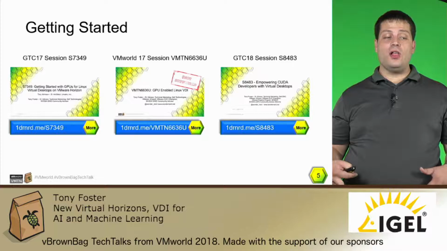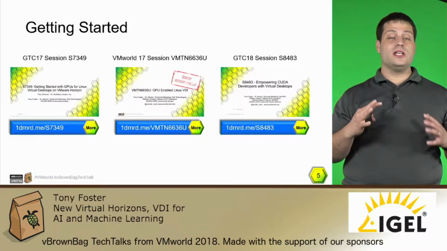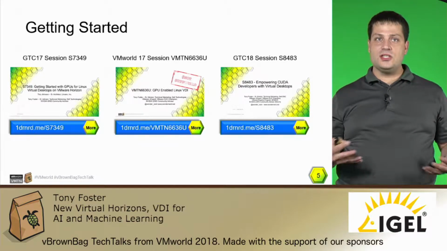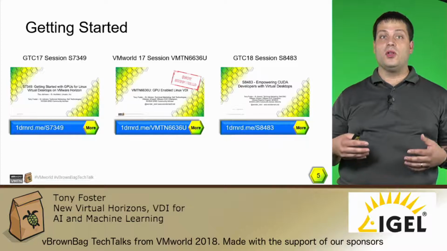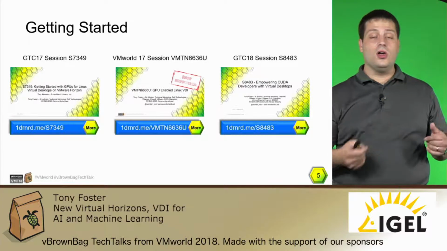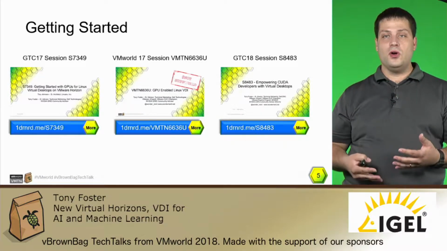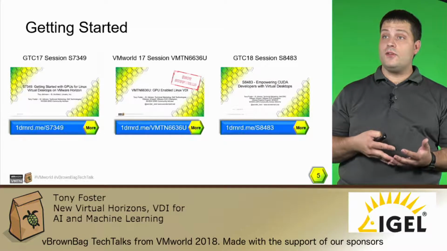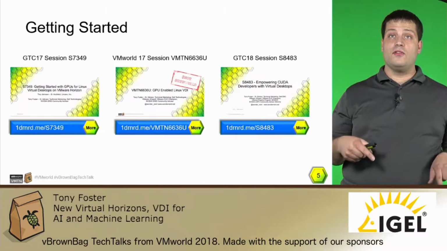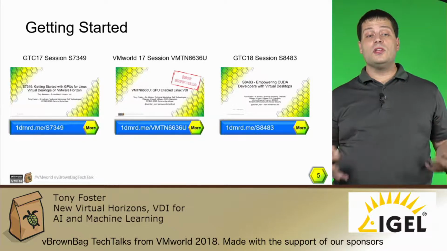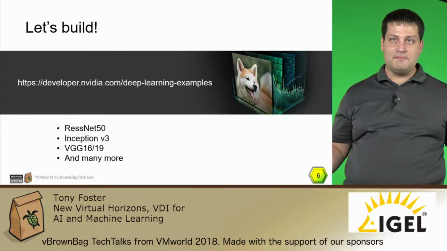So to get started with all of this, what you can do is go and check out my past sessions that I've done at the GPU Tech Conference, last year's VMworld, and a few other locations. All the links are right there on the bottom, and they'll help you install a vGPU into a virtual machine, and install CUDA on the virtual machine. Those are two of the toughest parts. So let's go ahead and build this.